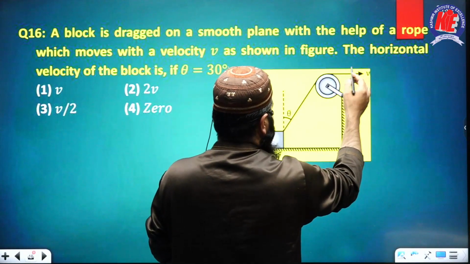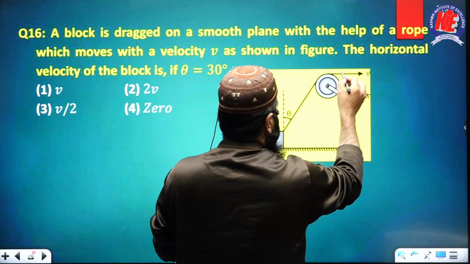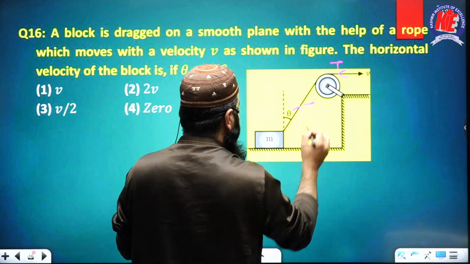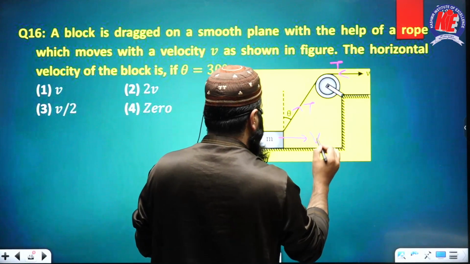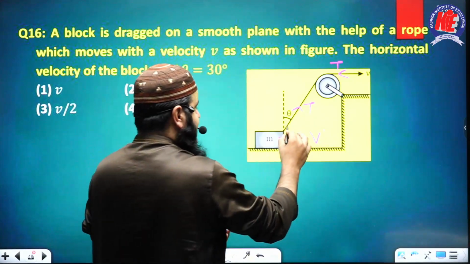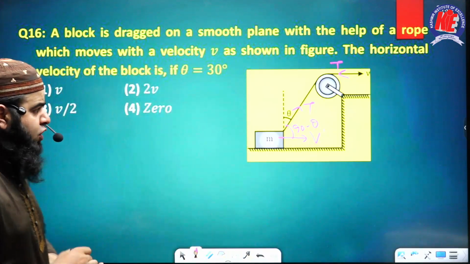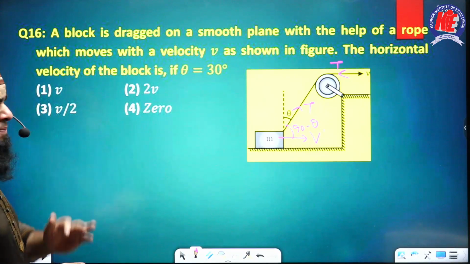So I will say the tension T in this way here. यहां पे टेंशन आपका T ये है और ये यहां जा रहा है with the velocity, let me call that v dash. इस एंगल की बात करेंगे, this will be simply the 90 minus theta. So one of the ways to deal with this question is going to be the power method.